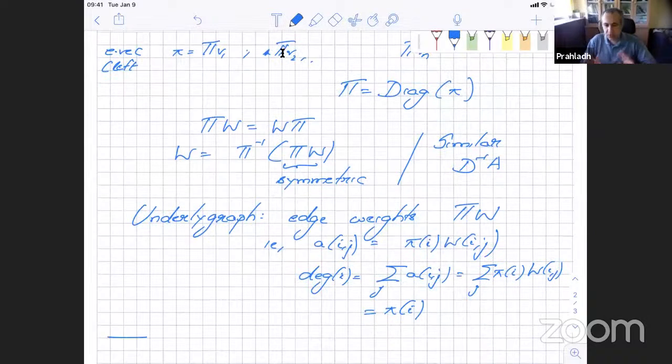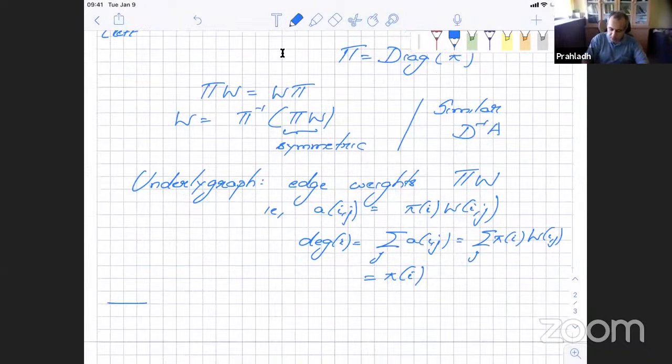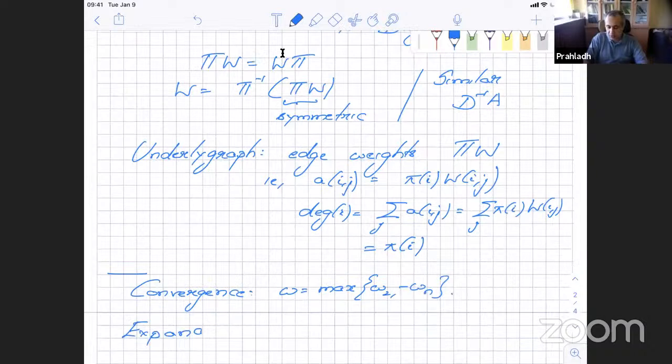We saw a couple of consequences once we had this nice spectral decomposition. We saw that the walk mixes fast. We saw convergence, and a whole bunch of convergence results depended on omega being the max of omega 2 and minus omega n. We then also defined the expander mixing lemma. These were the two things we saw last time.